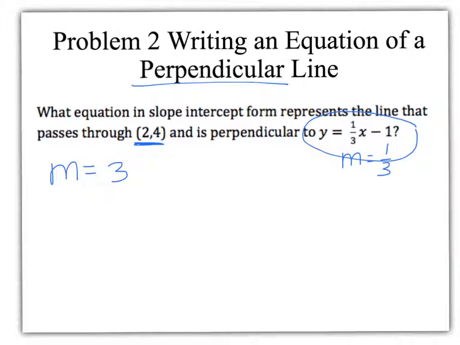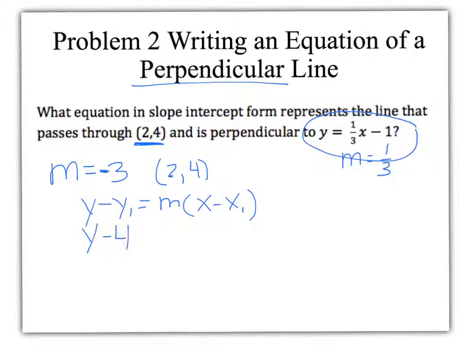But we want to make sure it's the opposite, so since that was a positive, we need to make this a negative. So our slope for our new equation is going to be negative 3, and it's going to go through the point (2, 4). So you have a slope, you have a point. Use point-slope form: y minus y1 equals m(x minus x1). So y minus our y value, which is 4, equals our new slope, which is negative 3, times x minus our x value, which is 2.